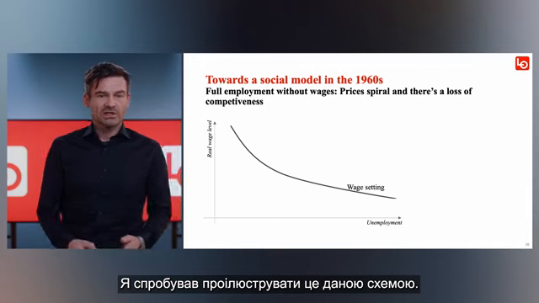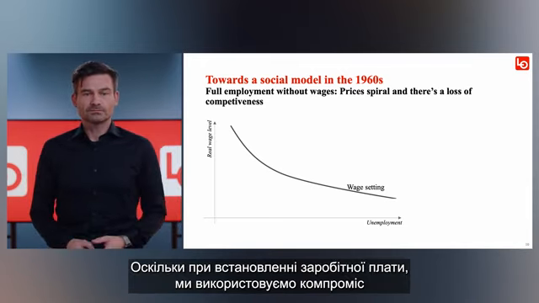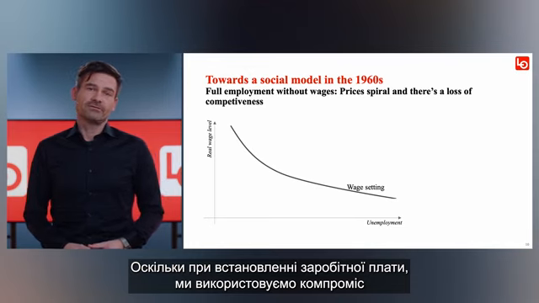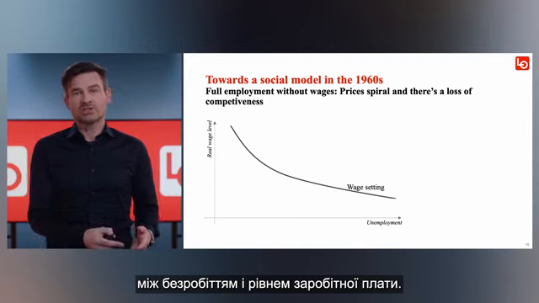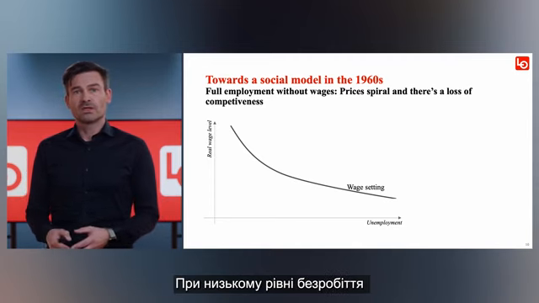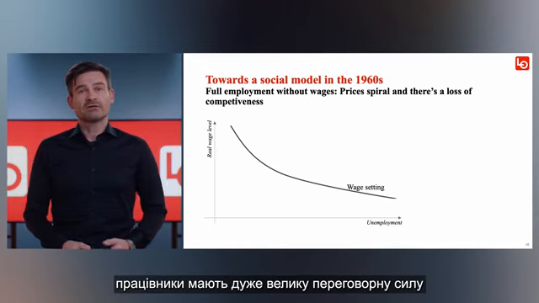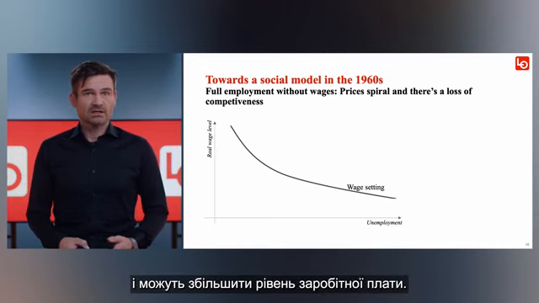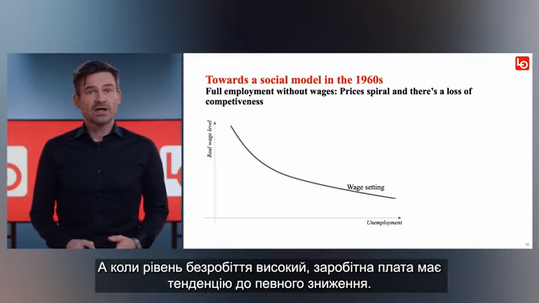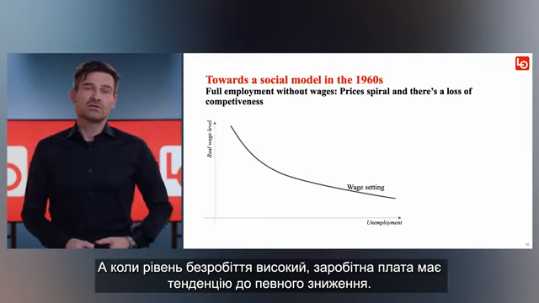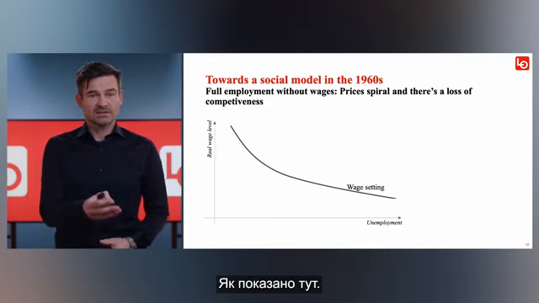And I've tried to illustrate this in this figure, because in wage setting, we have this trade-off between unemployment and the wage level. When the unemployment level is very low, workers have very strong bargaining power and can drive up wages. And when unemployment is high, wages tend to fall relatively, as illustrated here.